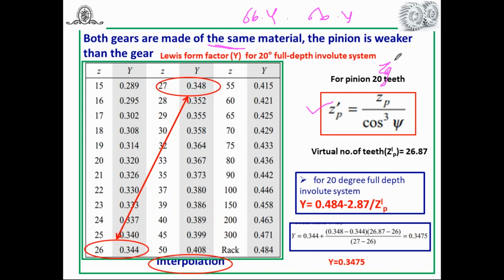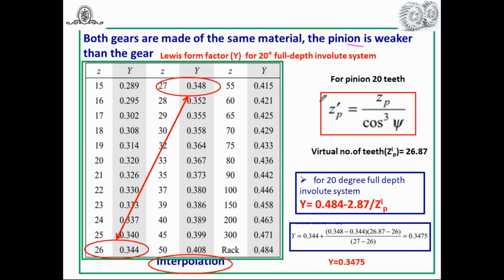How to find the Zg dash? That means the virtual number of teeth on the gear, Zg upon cos cube psi. You know very well, cos cube psi. And once you get Zp dash and Zg dash, you know the equation to find the Y value. You can substitute here, you will get the Y, and you can decide sigma b into Y. This is for the pinion and this is for the gear, and whichever is lower, accordingly you can decide whether the pinion is weaker or the gear is weaker. The same fundamentals we have used, you have to adopt here.